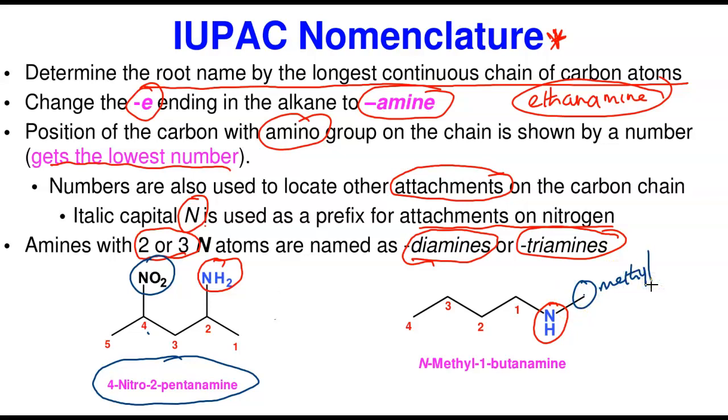So we're going to name it as N attachment. Now, where is the nitrogen located? It's located in carbon number 1, and it is 4, so it's going to be 1-butane amine. And where is the methyl located? Methyl is located on nitrogen, so we're going to say N, which is usually italicized: N-methyl-1-butane amine. That is how we name it.